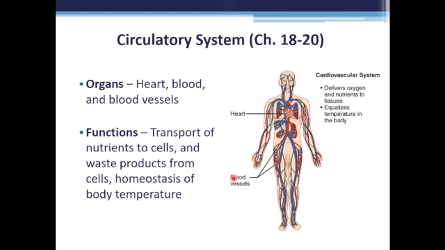So as you know, blood transports nutrients to cells and transports waste products from cells, and it maintains homeostasis. Okay, so basic stuff. This is the circulatory system, because our blood circulates throughout all our body. That's why it's called the circulatory system.